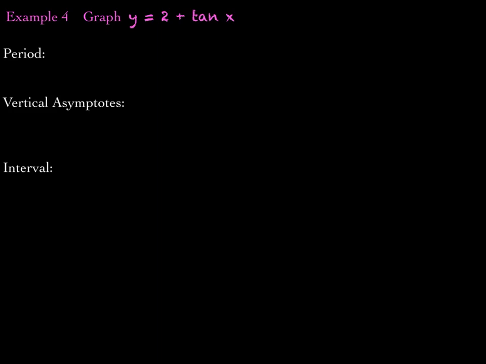The period is going to be the same as the period of the most basic tangent function. What also is not going to change is the location of your vertical asymptotes. The location of the vertical asymptotes will be the same as the most basic tangent function, again, because there is no horizontal transformation. So the period will just be pi over b, but notice b is just 1. That's the coefficient of x.